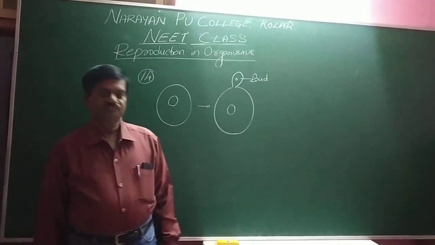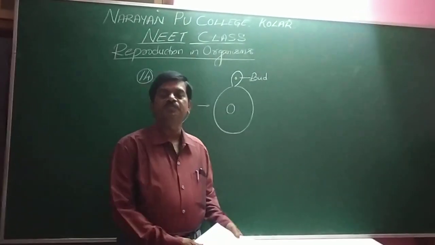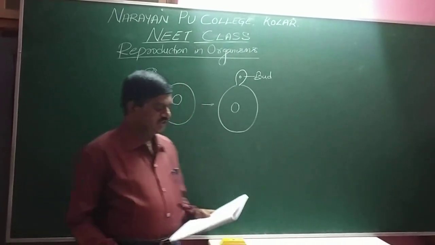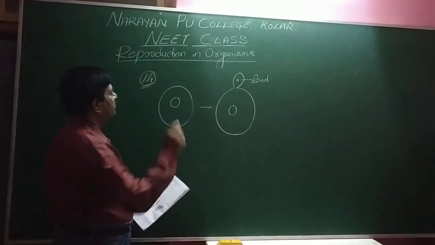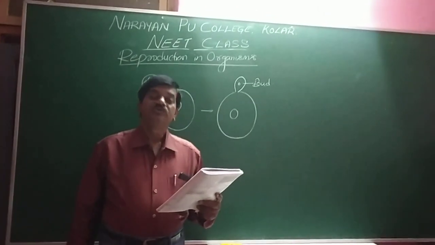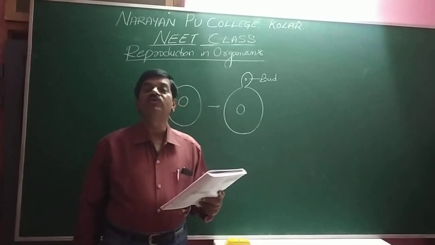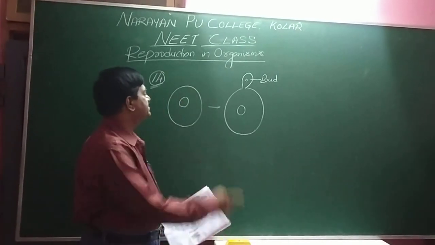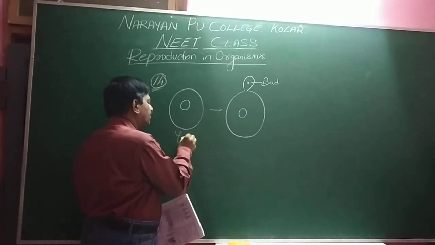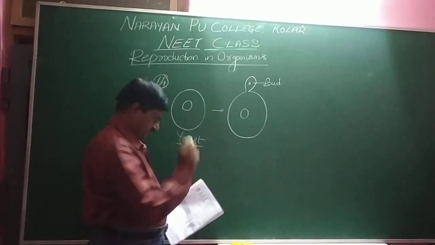Hello students, we will start with the next multiple choice questions. Page number 14 and question number 14. We are going to start with this. Identify the organism and find out the mode of reproduction. Here, there is a presence of a unicellular organism, and this unicellular organism is called yeast.